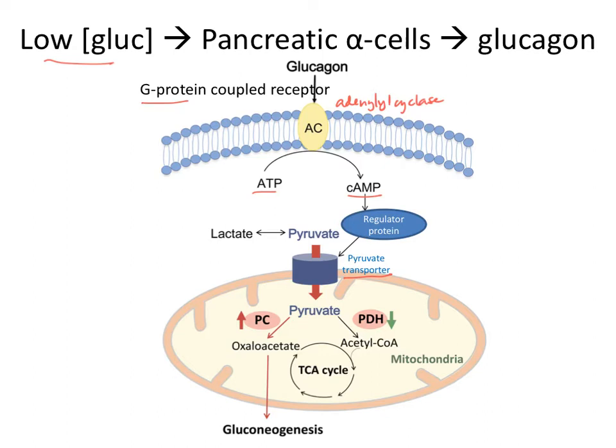And pyruvate inside the mitochondria ultimately will lead to the slowing of the citric acid cycle, and the upregulation of pyruvate carboxylase, which is the first step in gluconeogenesis. So we're going to talk about this step of gluconeogenesis today.